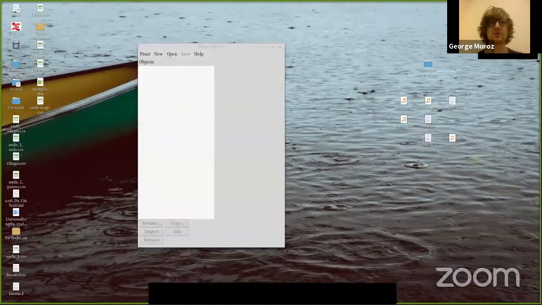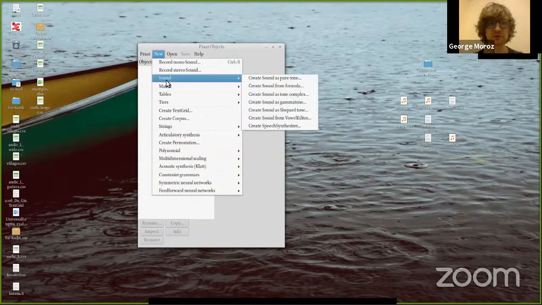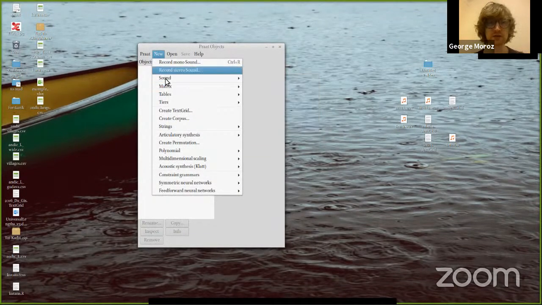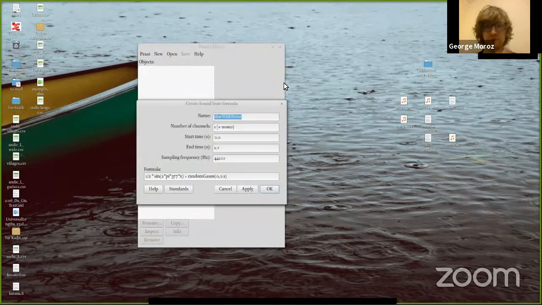Okay, so here is the prod objects window, and we'll start with something unusual. We'll try to make some sound, and a sound can be created as a new sound. You can see a bunch of things that you can do. It's possible to create sound from formula, from gammatone, and so on. First, we'll try with formula.